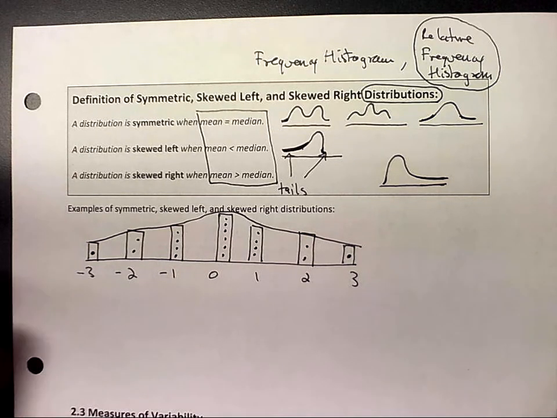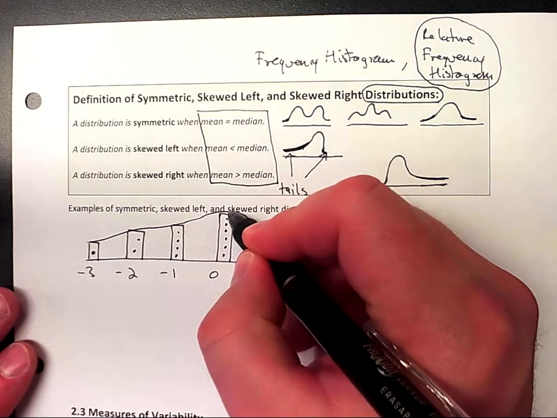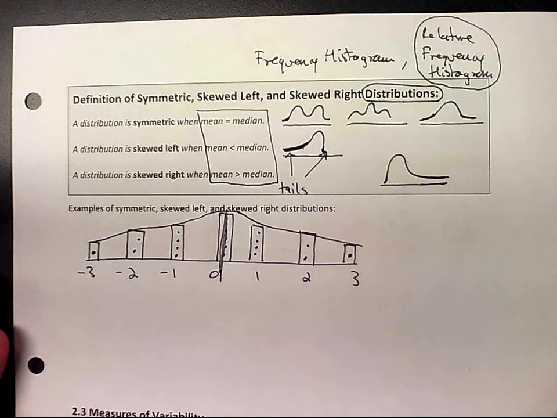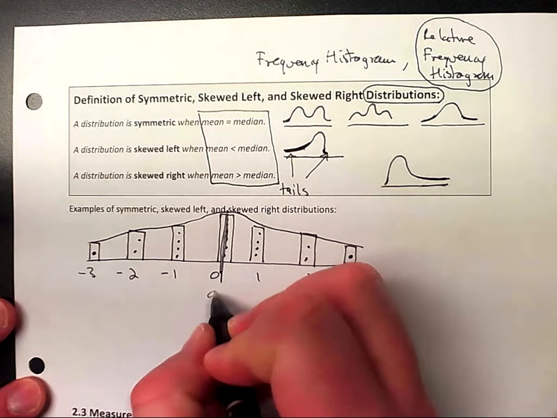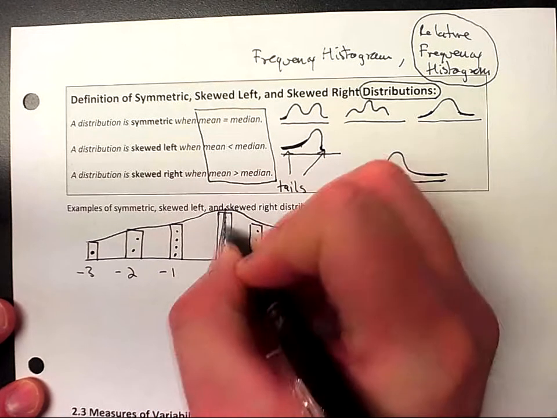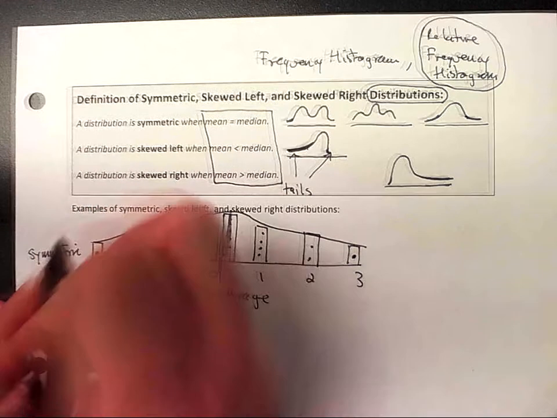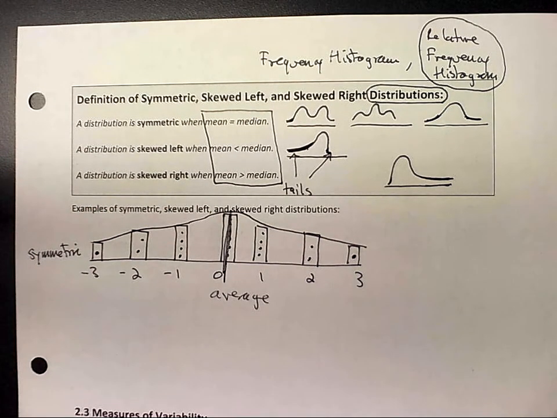So therefore, if you have a symmetric distribution, the average of that distribution is just right in the middle. Does that make sense? So here in this example, the average of the distribution would simply be the number 0. So we know that if we have a symmetric distribution, the average of that distribution should be right in the middle. Right? Is everybody good with that?